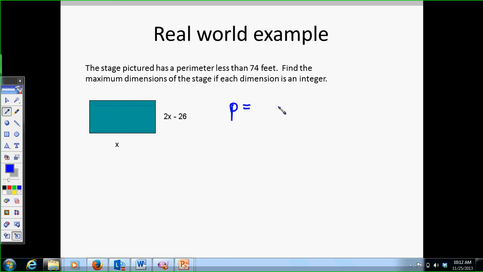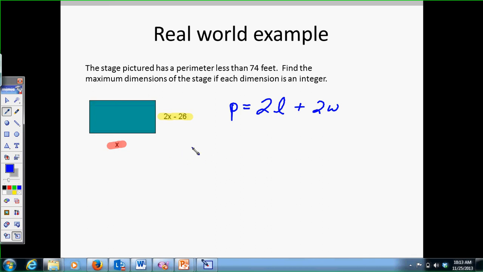But let's look at it this way. There's a formula on your formula chart for EOC that says perimeter is equal to 2 times the length plus 2 times the width. It doesn't matter if it's the length or the width. We'll call this the width and this the length. Then what I can do is just form an inequality like this.